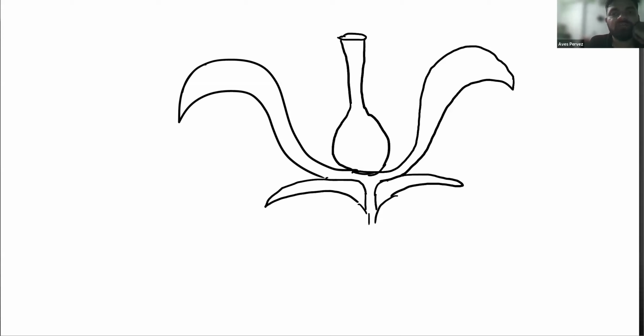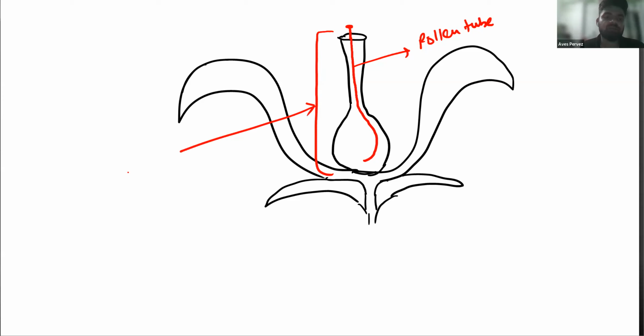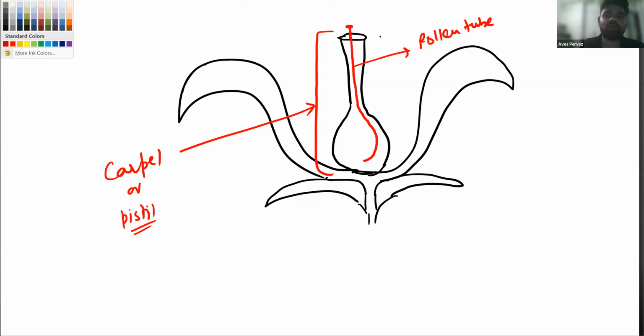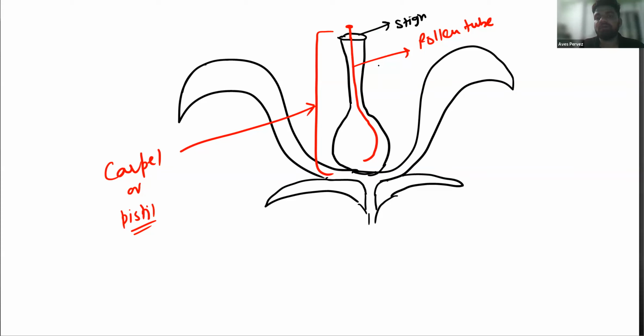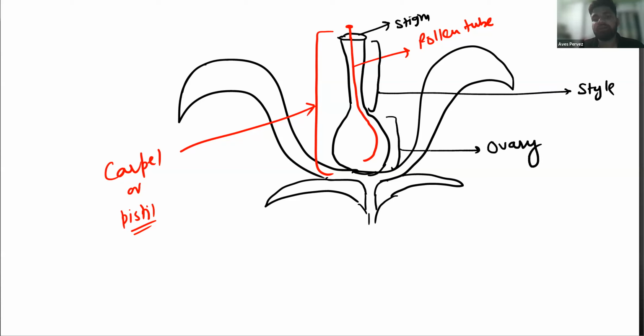So when a male gamete or pollen grain comes over it, let's suppose this is the pollen grain, that is a male reproductive cell. When it comes over this stigma, it starts germinating a pollen tube. This is called the pollen tube. This whole carpel or pistil is going to have three parts. One is the stigma. The middle one, this tube-like structure, is called style, and this circular structure is called ovary. Inside this ovary is the ovule.